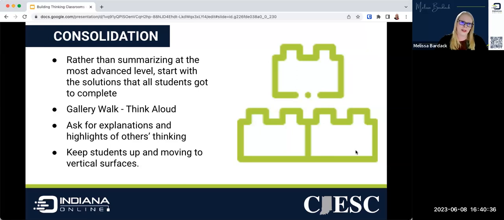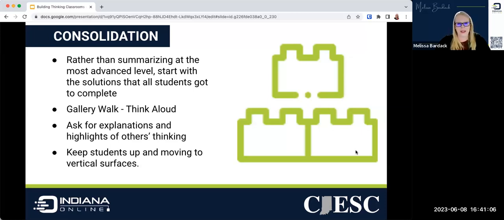So in Peter Liljedahl's book, he talks about the entry point and what is the entry point that all students have when they're entering the standard or these questions, and begin there. This gives all students that feeling of success, and then you can build upon those skill sets in building blocks. Gallery walks, so that students are able to see the thinking process of their peers.